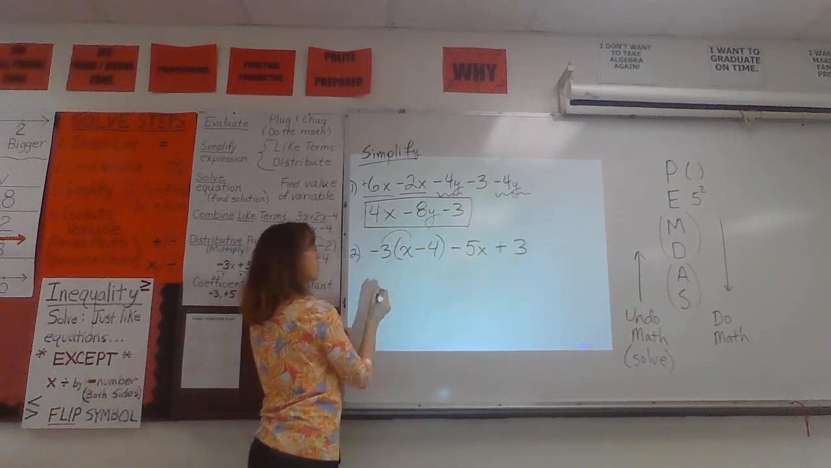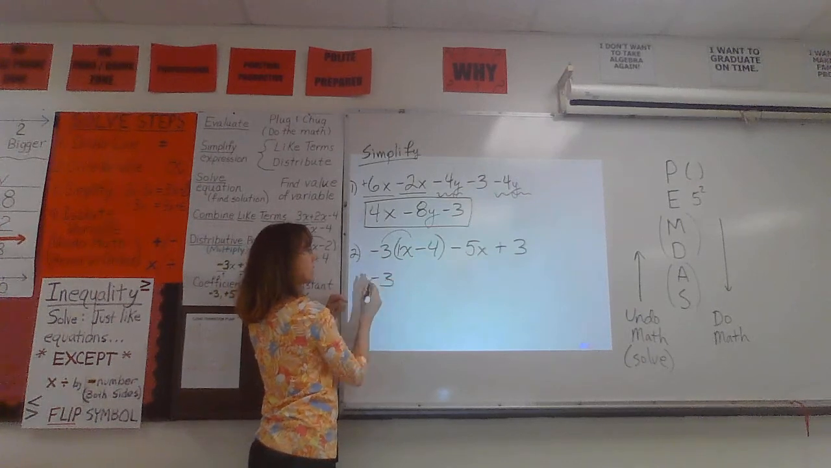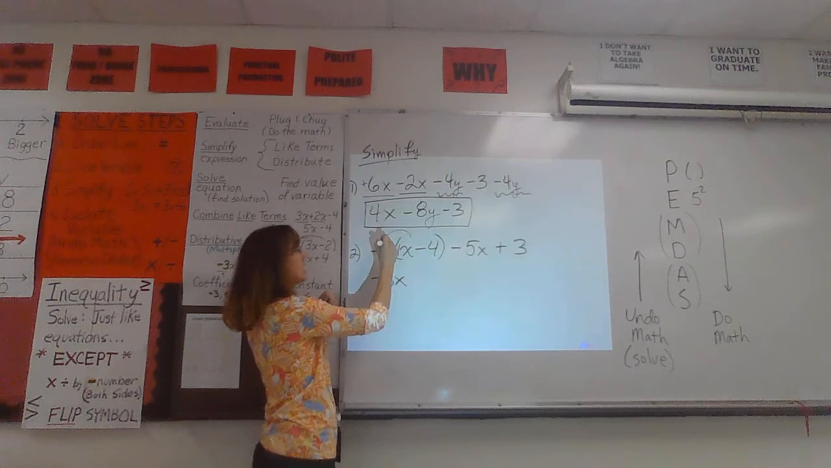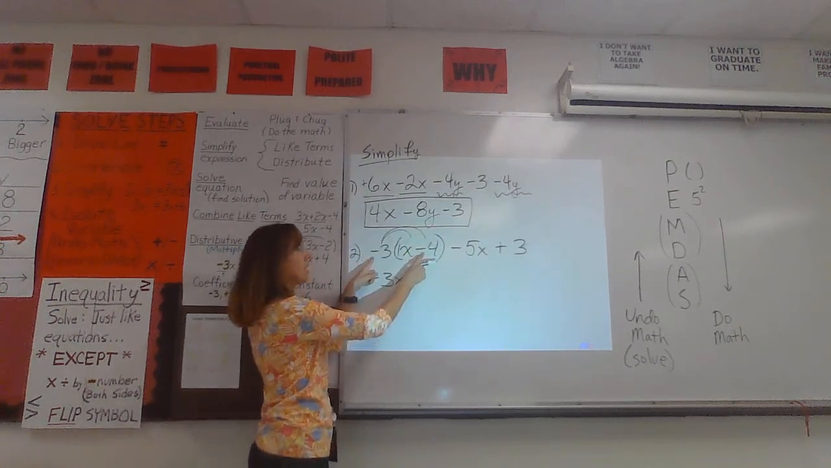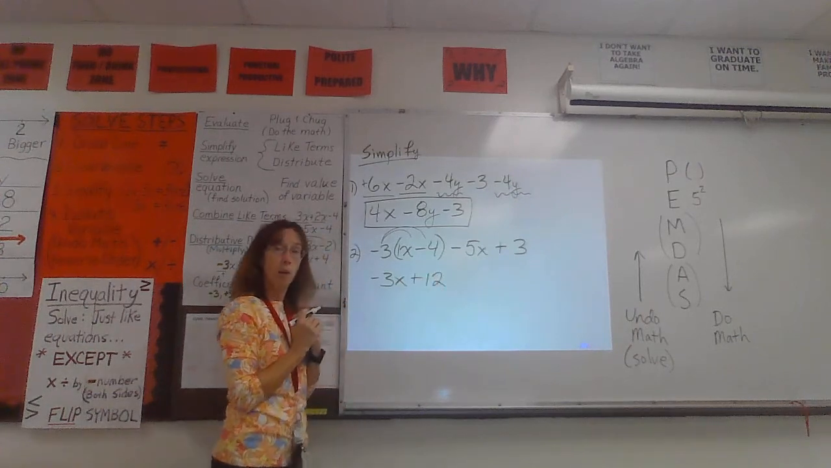Negative 3 times the first term. There's a 1 sitting there if you want to put it there. Negative 3 times 1 is a negative 3. And there's an x being multiplied with it, so I just leave the x with it. Negative 3 times negative 4. Negative times negative gives you a positive answer, and of course 3 times 4 is 12.